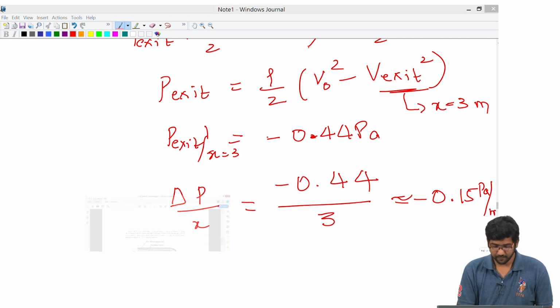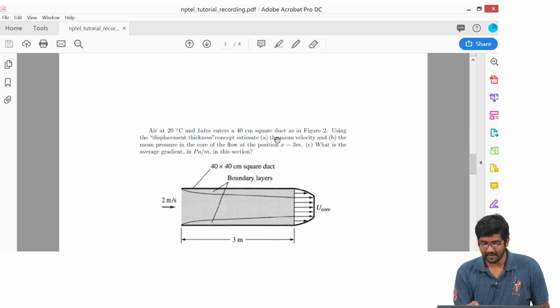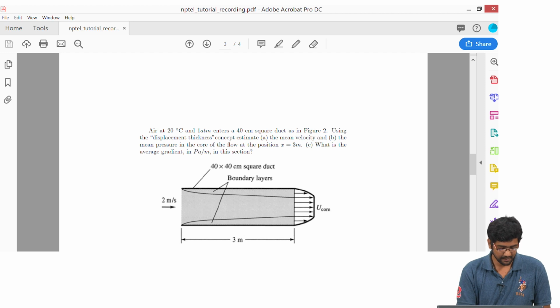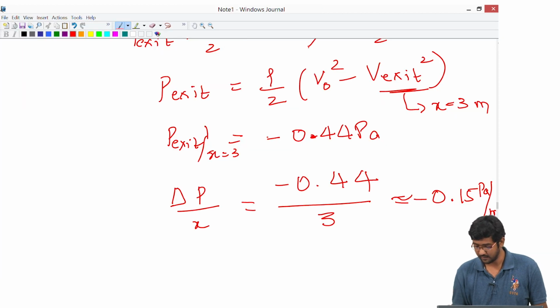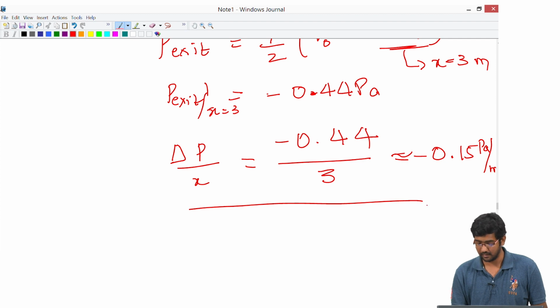So, therefore, using the displacement thickness concept, we have calculated the mean velocity, and using that mean velocity and the Bernoulli's expression, we have calculated the pressure, and from that we have calculated the pressure gradient. In this way we can use the displacement thickness concept in the case of a channel and calculate the exit velocity and the pressure gradient.